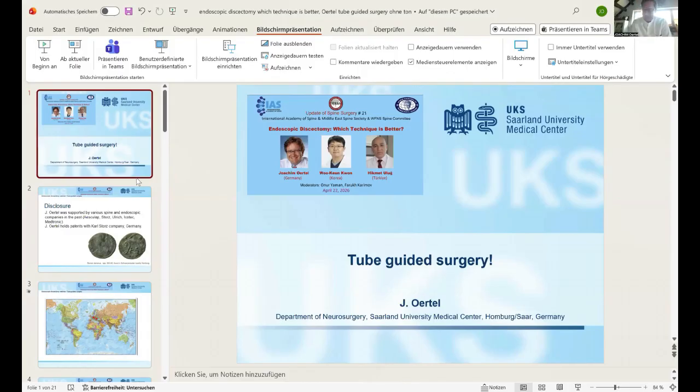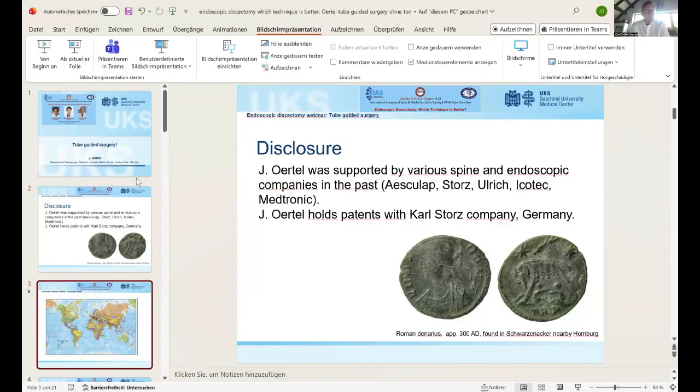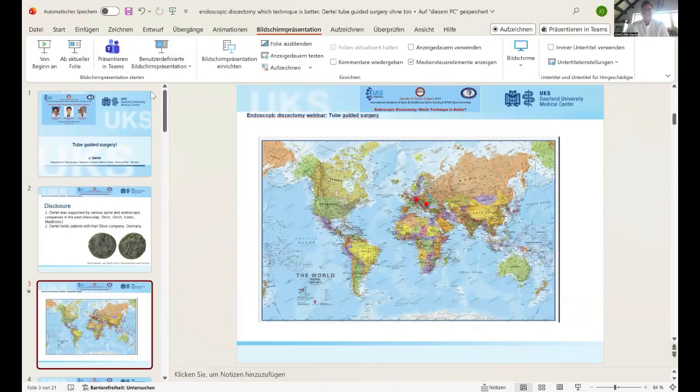So this is tube guided surgery, and I think it has various advantages. Not that much in discectomy, but when you talk about all lumbar procedures, I think probably tube guided is one of the best options. This is my disclosure, and I have received support by several companies in the past. I hold patents, so there might be some bias. You decide.